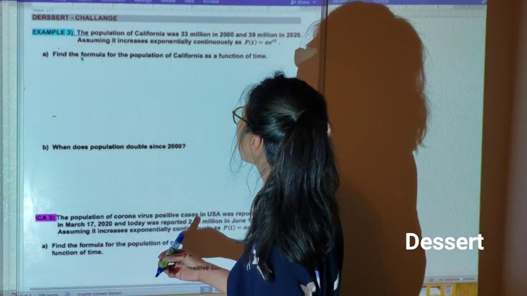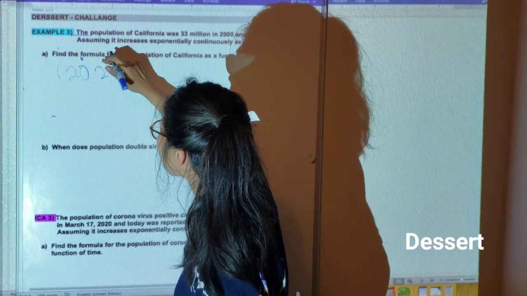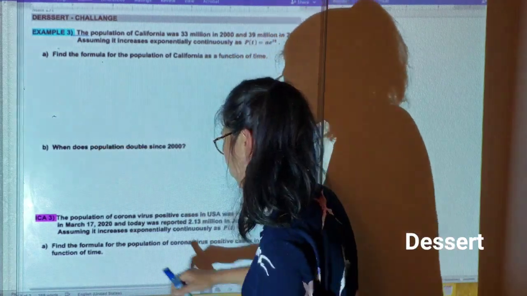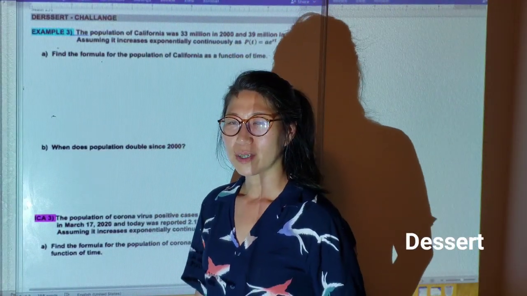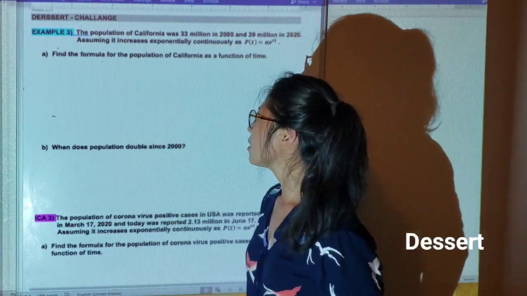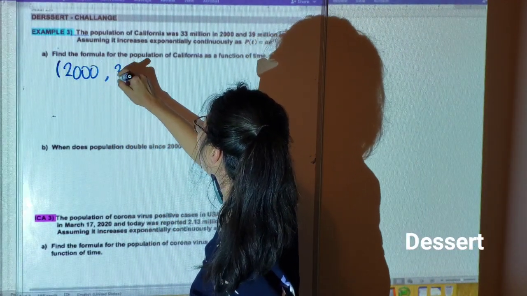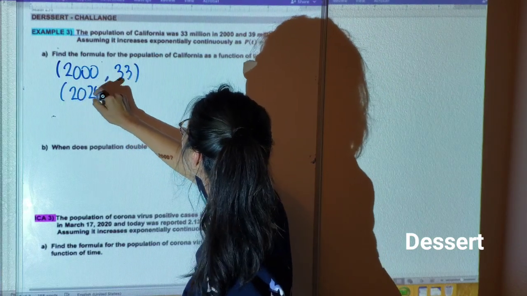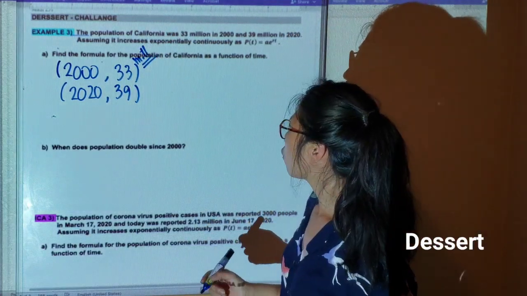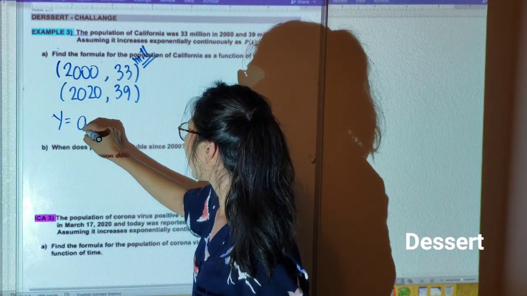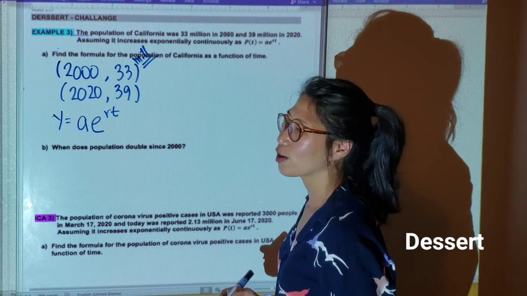So how are we going to find this function? Luckily, they gave me two pieces of information, which gives two equations. Year 2000, I'm going to have 33 million. Year 2020 is 39 million. And the format is going to be y is equal to a e to the rt. So let's plug in those values here and then solve carefully.